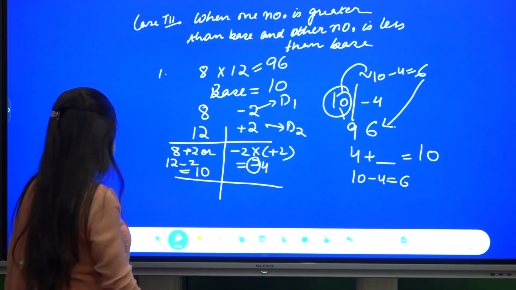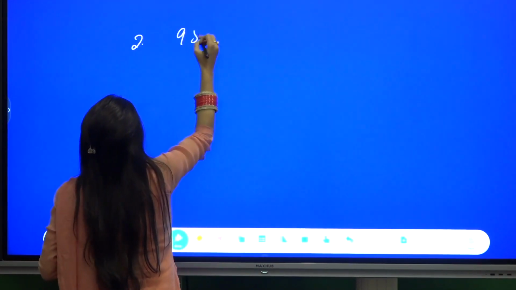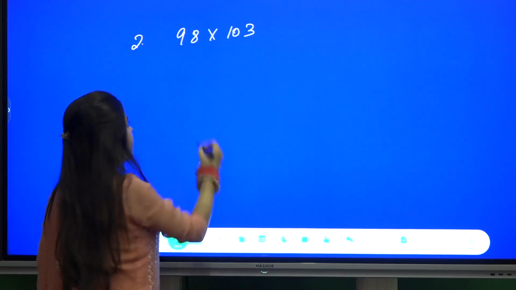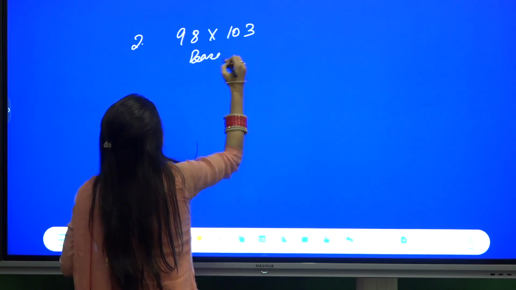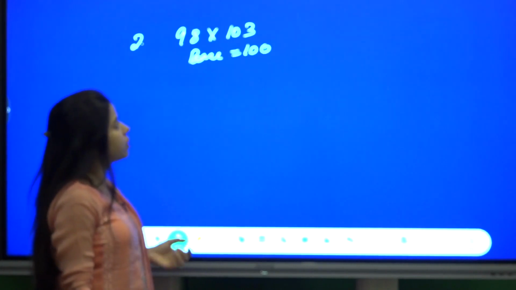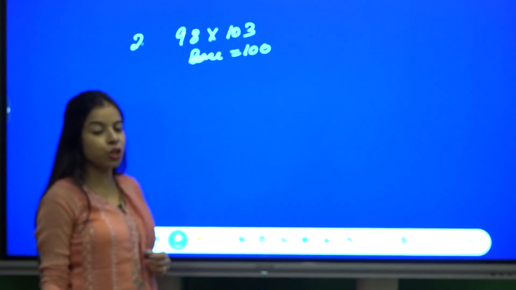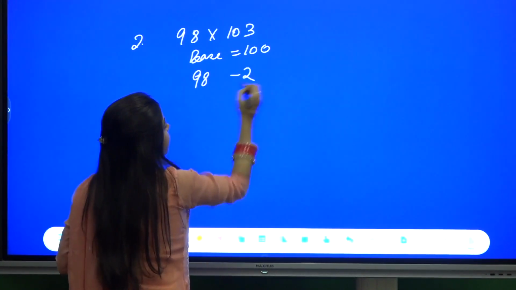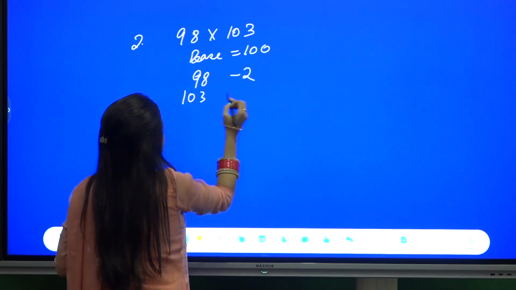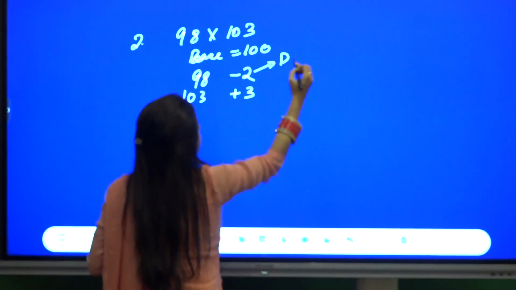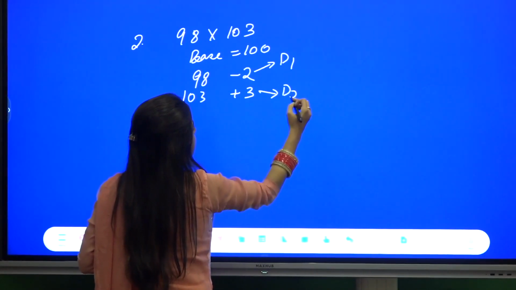Let us take another example, say 98 into 103. Here the base is 100. 98 and 103 are closer to 100. 98 is 2 less than 100 and 103 is 3 more than 100. Minus 2 is D1, plus 3 is D2.